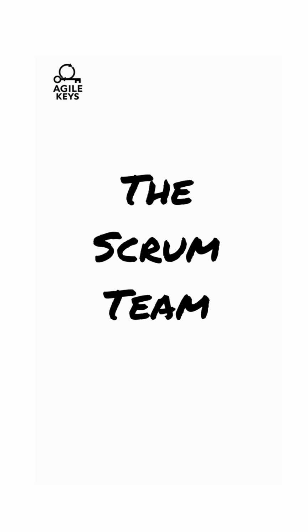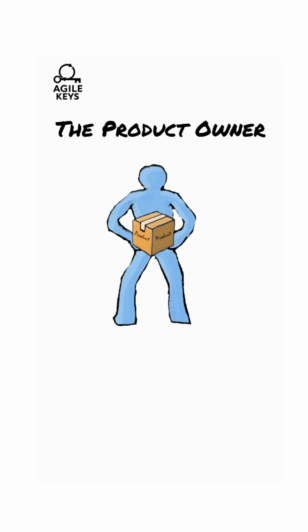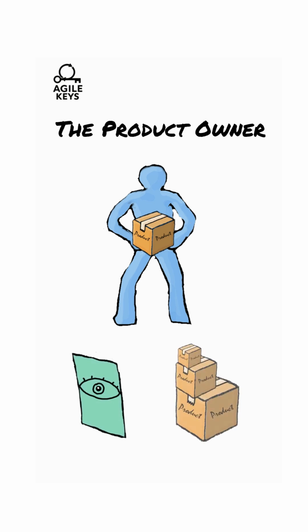A Scrum team is normally fewer than 10 people, and the roles in the Scrum team are called the accountabilities. Let's take a look at them. The first accountability is the product owner. They own the product goal and the product backlog that comes from it. They want to maximize the value coming from a sprint.